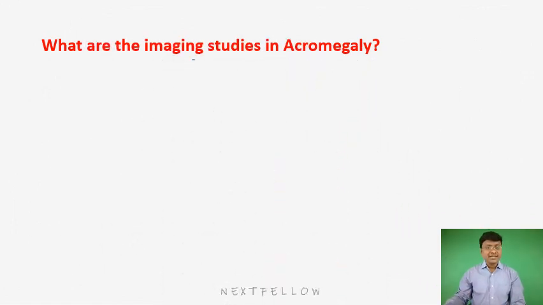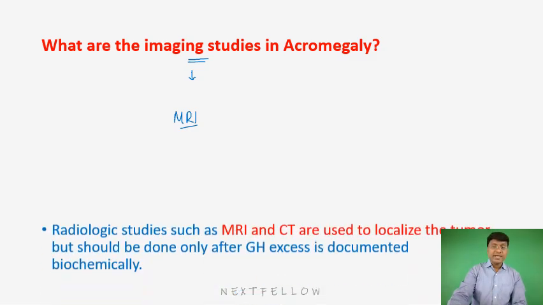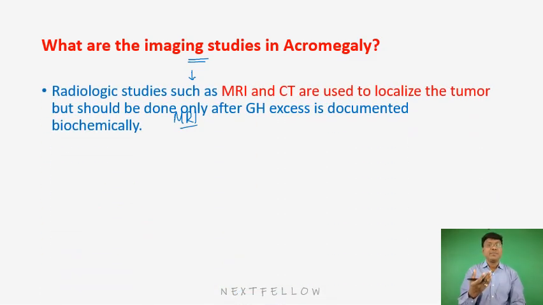Now, what are the imaging studies in acromegaly? See, the most common cause for acromegaly is pituitary macroadenoma. So, in order to diagnose that pituitary macroadenoma, you need to do the MRI of the brain. When you do MRI of the brain, that will help you to make out the tumor, right? So, MRI is preferable, but you can do the CT scan as well. This will document the size of the tumor.